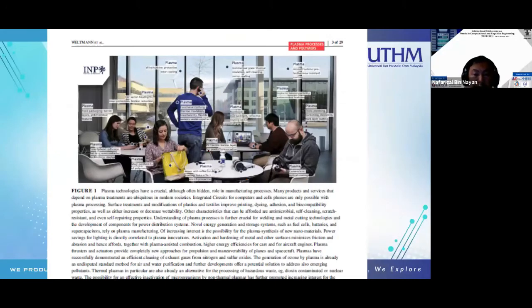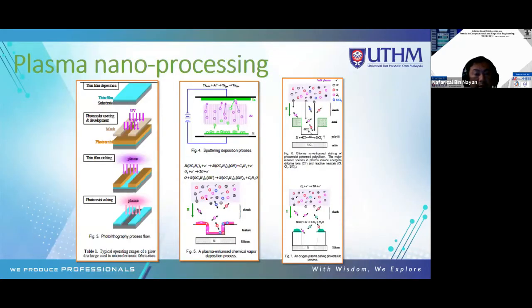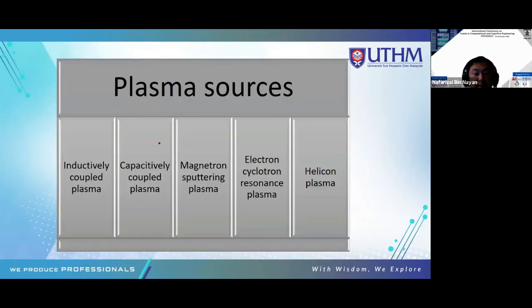So this is another page to show the application of plasma. I think I've shown this one before, maybe. You can use plasma for glass, for flat screens, for plastic, and for what else do we have? Okay, right. So plasma nanoprocessing. I think this one I will skip.